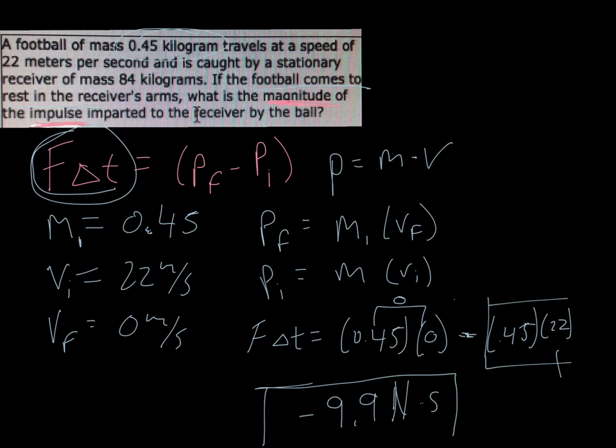That means that to bring this object to a stop, a force was applied in the opposite direction, so it changed its momentum. Its momentum went from going one way to the other way within a few moments, and that means it had a change of momentum, or an impulse, of negative 9.9 newton seconds.